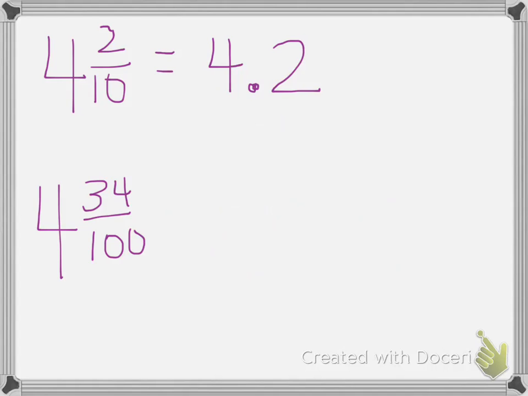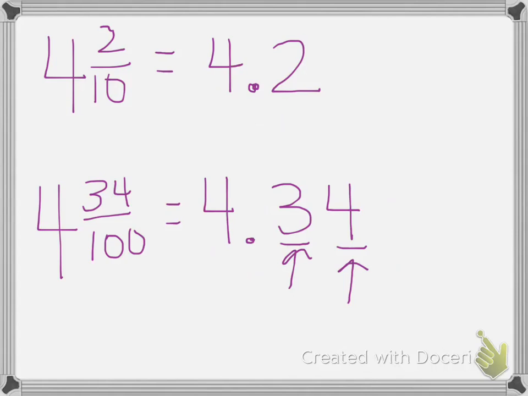This next one we have 4 34/100. So our 4 goes in front of the decimal, and then we write 34/100 like that. So remember we have the tenths place there, and then that's the hundredths place.